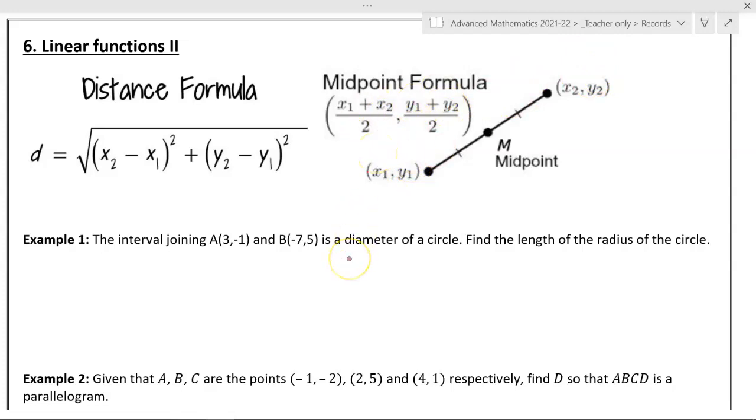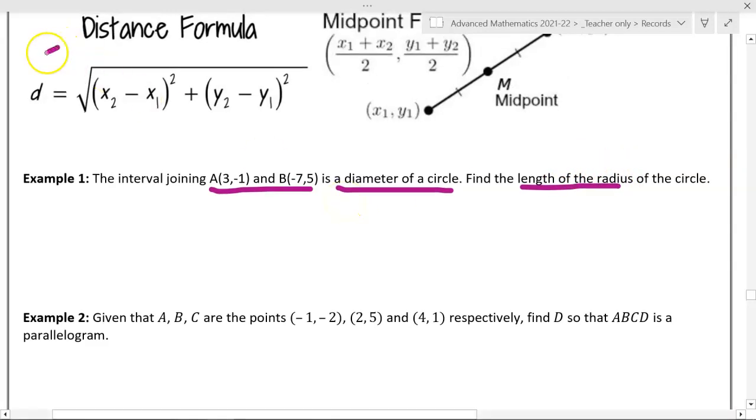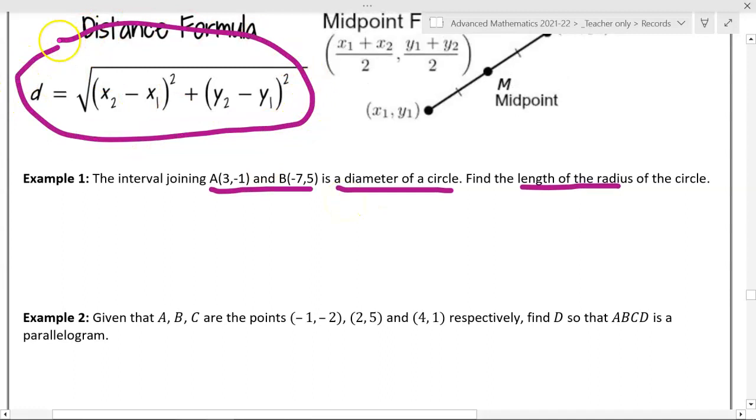So in example 1, we've got an interval joining A and B, and this is the diameter of a circle. So the length from A to B would be the length of the diameter. The question asks for the length of the radius. So you're going to need to find the length of the diameter and halve it. So have a go at using the distance formula to get the length of the diameter, leave it in surd form, and then halve it to get the radius. And let's see if we get the same answer.